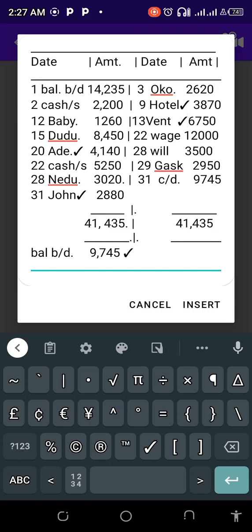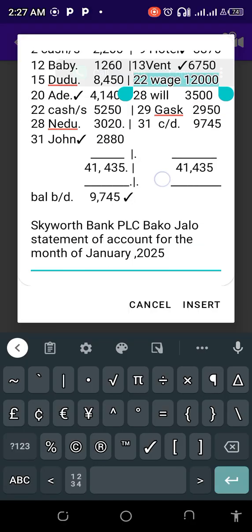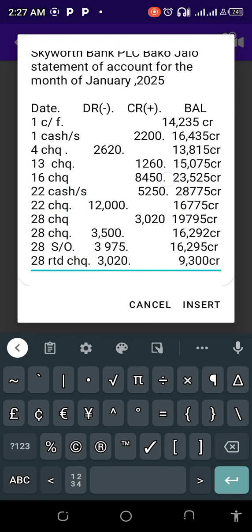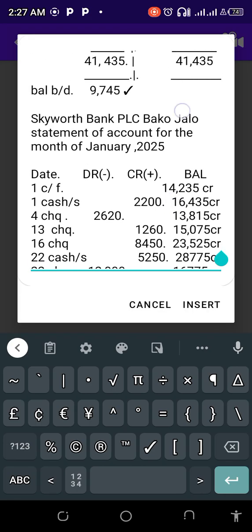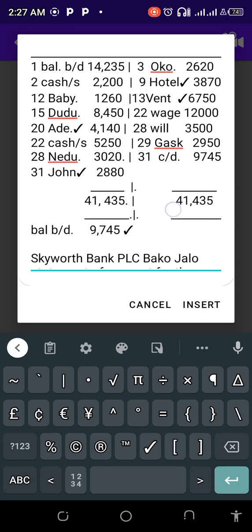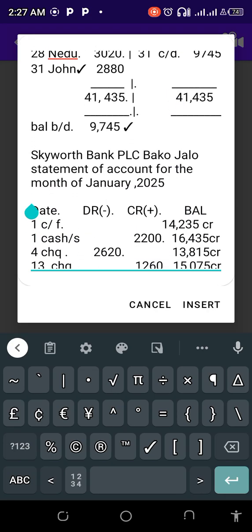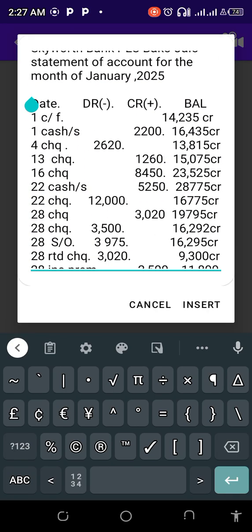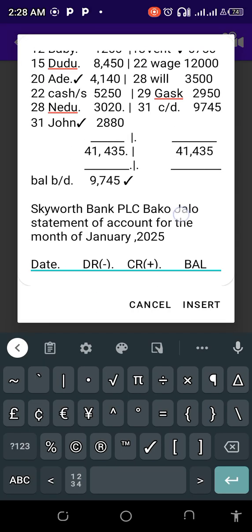Now let us go. On the 22nd, there was wages. There was wages on the 22nd, and the wages was 12,000. Let us go and check whether there is any debit item there. Yes, 12,000. Wages is there, 12,000. Let's proceed. After wages, you have Will, 28 January, 3,500. Is Will there? Yes, 28 January, 3,500.